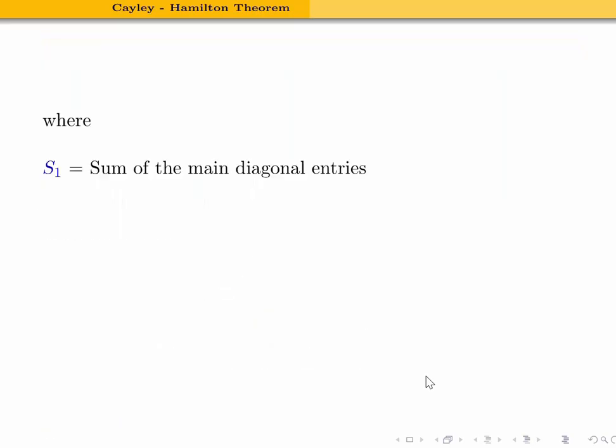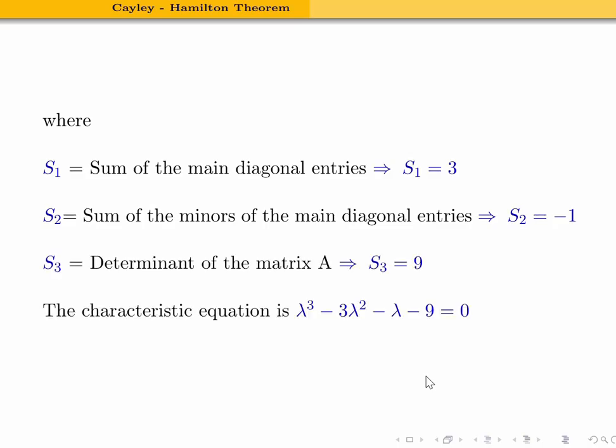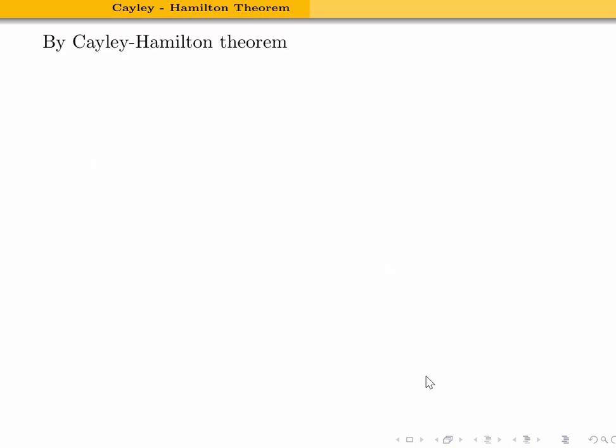equal to 0. S1 is nothing but the sum of the main diagonal entries, so we will get S1. S2 is the sum of the minors of the main diagonal, so S2 is equal to minus 1. Similarly the determinant of A is S3, which is equal to 9. The characteristic equation is lambda cube minus 3 lambda square minus lambda minus 9. Therefore from this we can replace lambda with A, and we will get this.